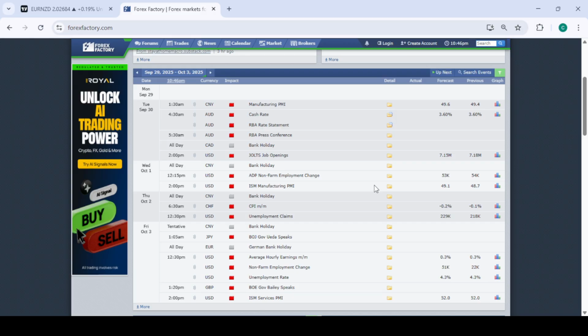On Thursday, the Chinese holiday continues, and then we have a CHF CPI on Thursday morning, and USD unemployment claims in the afternoon. On Friday, which is the NFP day, we will have the Bank of Japan's governor speaking at dawn or at the Asian session, and we have a German bank holiday, which is also going to affect the euro. And then later in the day, we have the NFP, and at the latter part of the day, we also have the Bank of England's governor speaking, and then also the ISM services PMI.